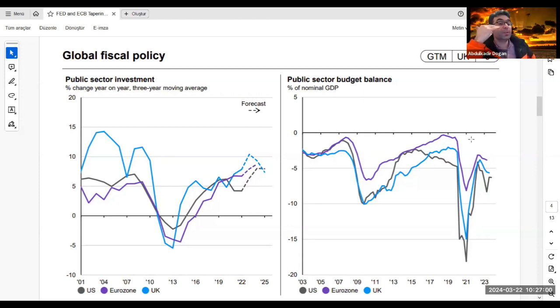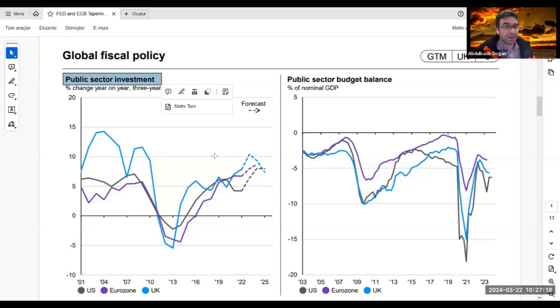Today, lots of countries around the world have a contractionary, tightening monetary policy. And global fiscal policy should be compatible. It should also be a contractionary fiscal policy to fight inflation. And here, as you see, public sector investment. So if the public sector increases its investment, it is an expansionary fiscal policy.